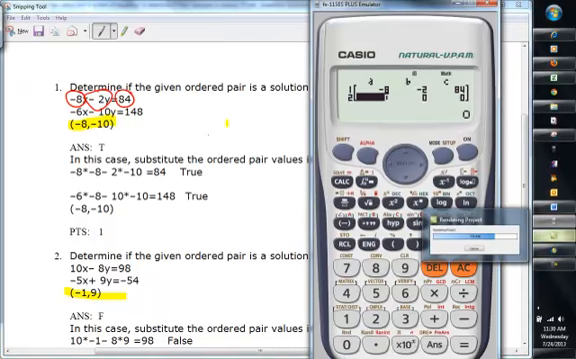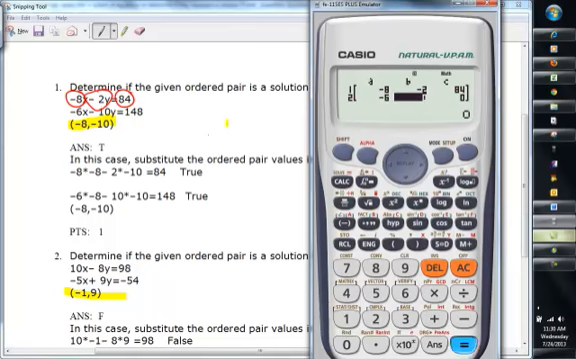Now my second equation is -6, -10, and 148. When I press enter after I've got the 148 in, it tells me that x is -8 and y is -10. So that does show that our system works.